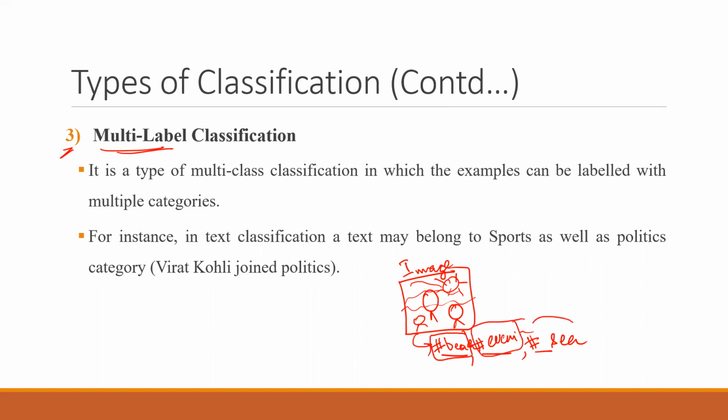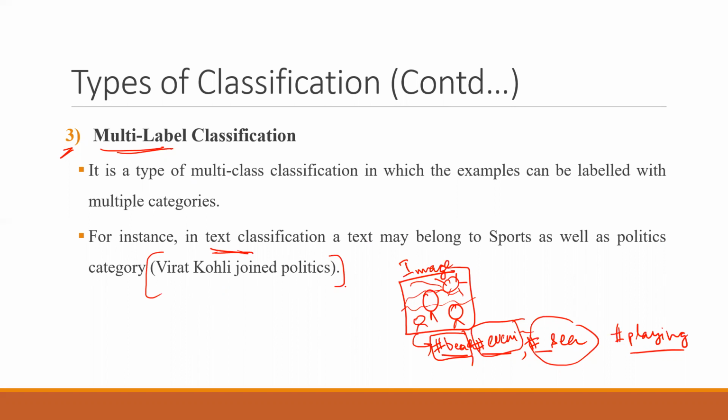Is it a beach? Is it evening? Is it sea? Are the children playing? So the hashtag playing can also come here. Those kinds of multiple tag systems we have seen in the real world on LinkedIn and Instagram. That is multi-level classification.